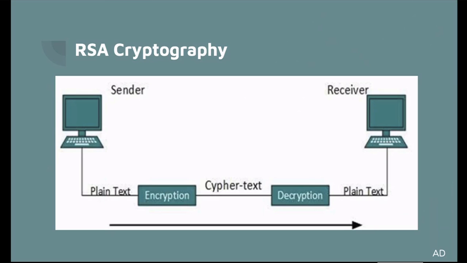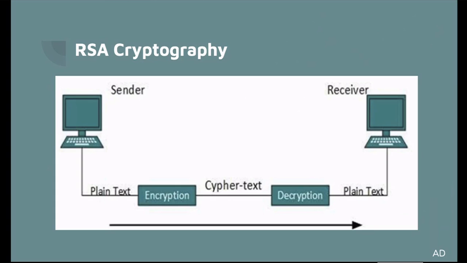RSA cryptography is based on the principle that while it's really easy for a computer to take two large numbers and find their product, it's not so easy to do it the other way around. It's not so easy for a computer to take a really big number and decompose it into its prime factors.